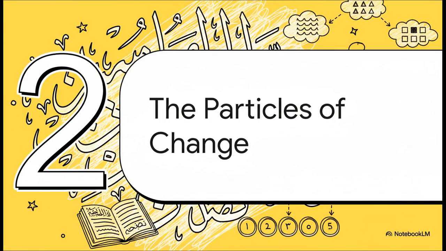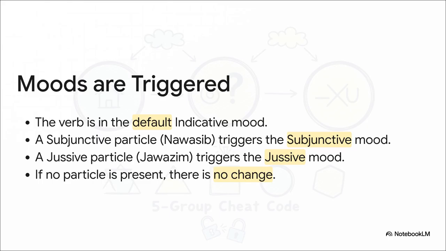So you might be wondering, what's actually causing these mood swings in the verb? I mean, the verb isn't just deciding to change on its own, right? Of course not. The answer is all about the little words, the particles, that come right before it. The best way to picture it is to think of these particles as little switches. By default, the verb is just hanging out in the indicative state. But then a special particle shows up. If it's a subjunctive particle, click, it flips the verb into the subjunctive mood. If a jussive particle shows up, click, it flips it into the jussive mood. And if there's no particle, well, then there's no change. It really is as simple as that.